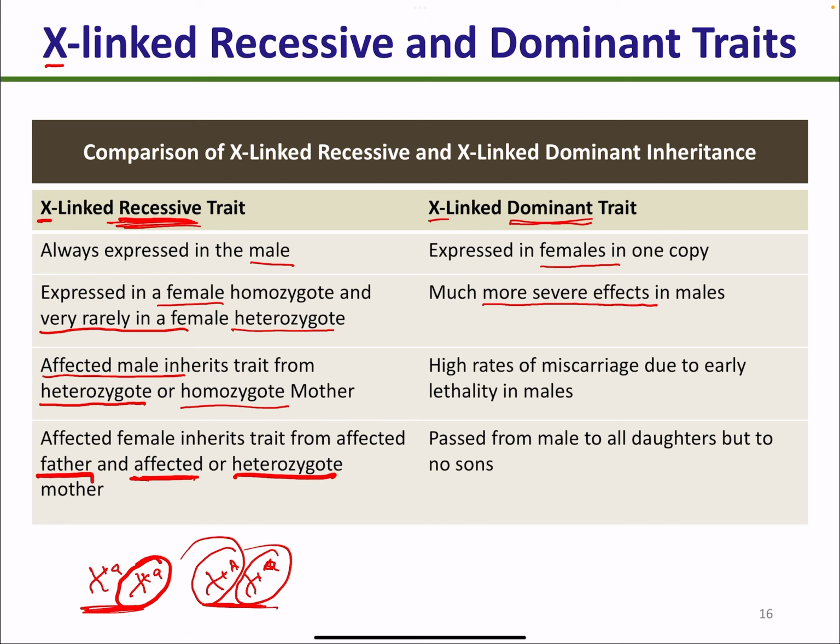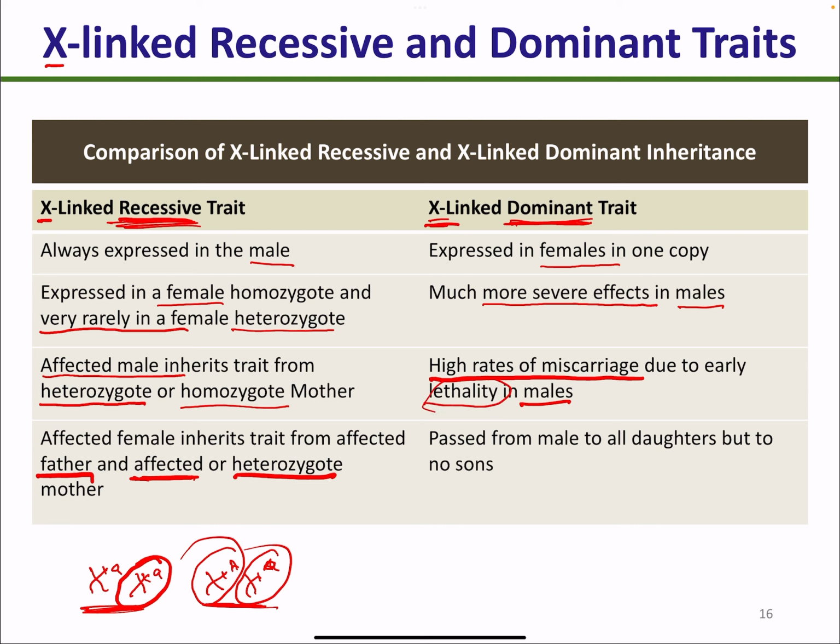So for the dominant, in addition to what we already mentioned, we are going to have a very high rate of miscarriage due to early lethality in males. Remember that the dominant allele that is carried by X has a more severe impact in males. Therefore, the level of lethality is going to be higher in males.